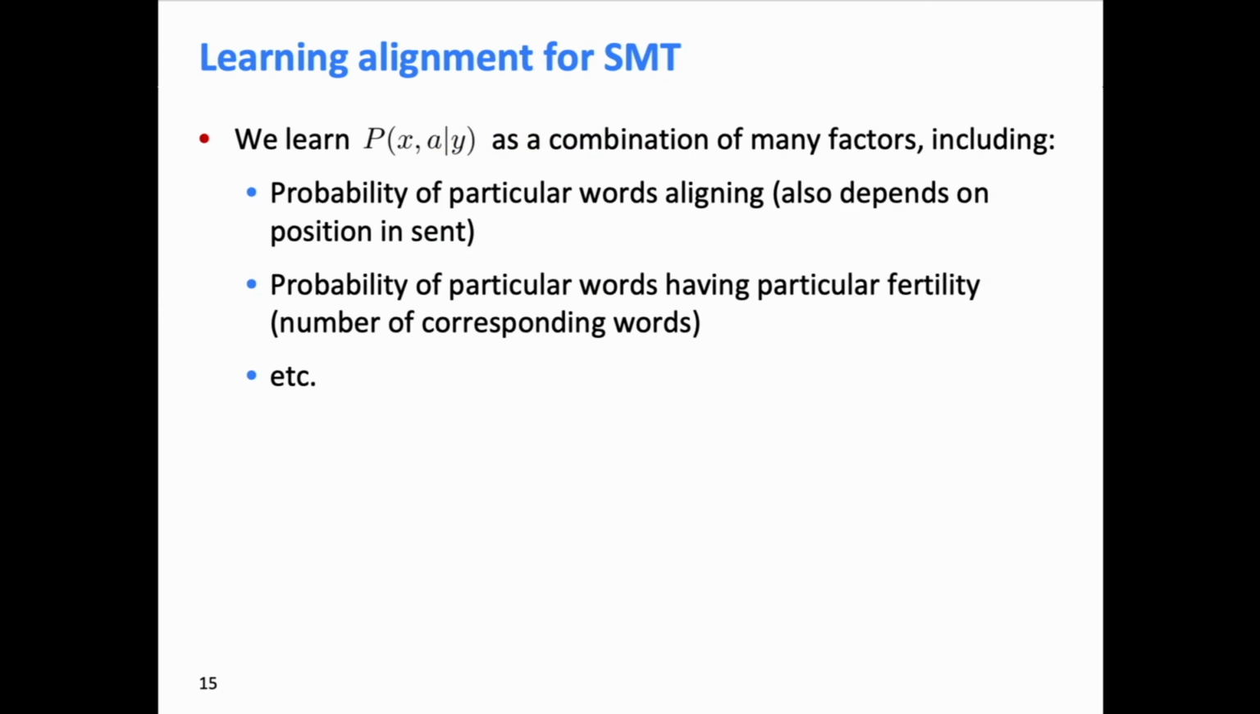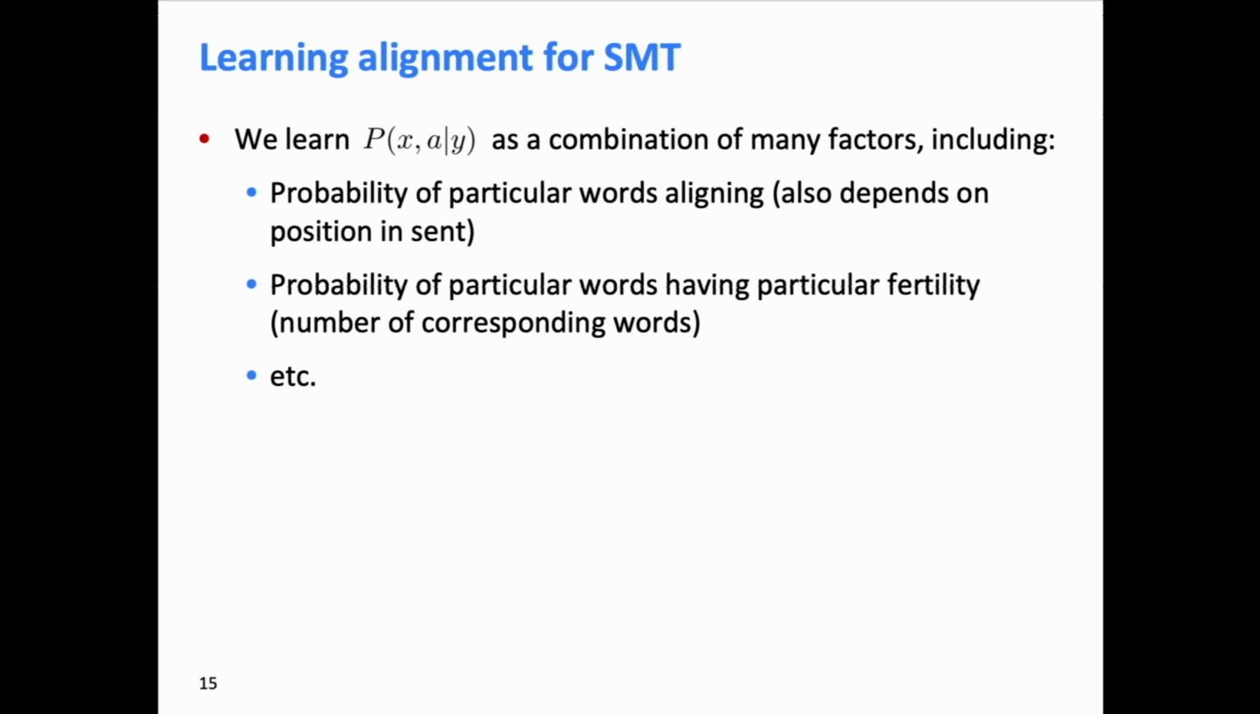And if you remember, we were thinking about how would you learn this probability distribution of what the alignment is in order to do statistical machine translation. So the idea is that you learn the probability of x and a given y as a combination of many factors or many features. So you consider, for example, what's the probability of a particular word aligning to another particular word? Like, this English word and this French word, how often do they align? But then this also depends on, for example, what's their position in the sentence? Like, if they both appear near the end of the sentences, then it's more likely that they align. Whereas if one's at the beginning and one's at the end, that's less likely. You would also consider things like, what's the probability of this particular French word having this particular fertility? Like, what's the probability of this word having 3 corresponding English words, and so on. So all of these statistics are learnt from your parallel data. And there's many other things that you would take into consideration.